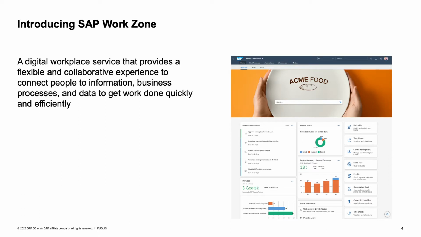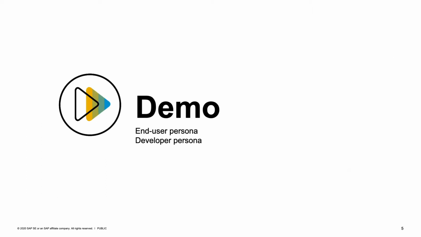So with this introduction about the extension suite, let's introduce SAP Work Zone. On the right-hand side, you already see a short preview of the demo Desiree will present in a second. Short definition: a digital workplace service that provides a flexible and collaborative experience to connect people to information, business processes, and data to get work done quickly and efficiently. With this short introduction, I'd like to hand over to Desiree, and she will give us two demos.